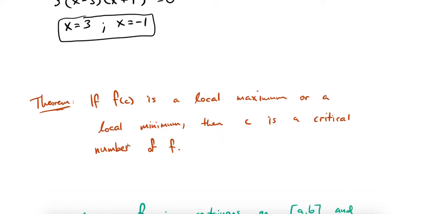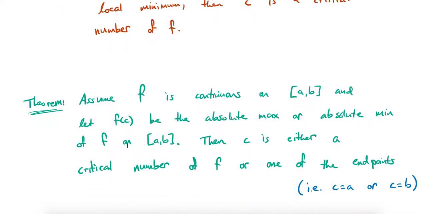So that's nice. And the next theorem, the extreme value theorem, says that if your function is continuous on a closed interval, then it has an absolute max and an absolute min, meaning there's some largest y value and some smallest y value. If you look at that y value, in this case we're calling it f of c, that's the absolute max or the absolute min, then the location where that happens, the x value that goes with that absolute max or min, is either a critical number or one of the endpoints, right? So c is actually a or b.